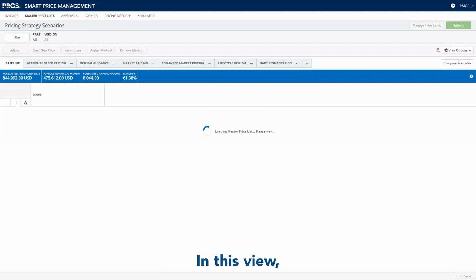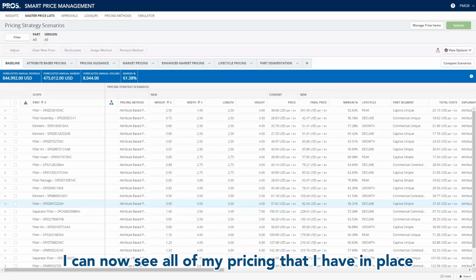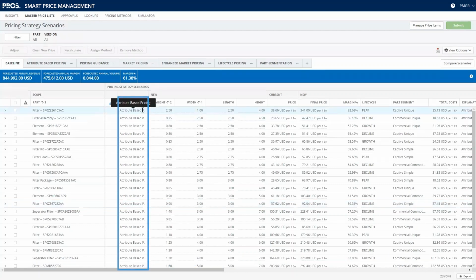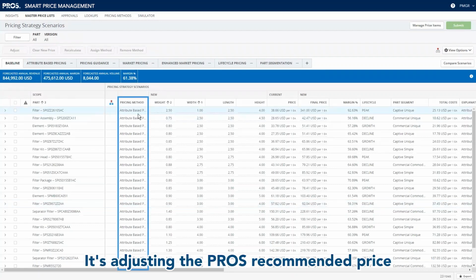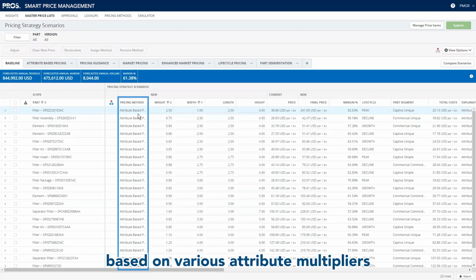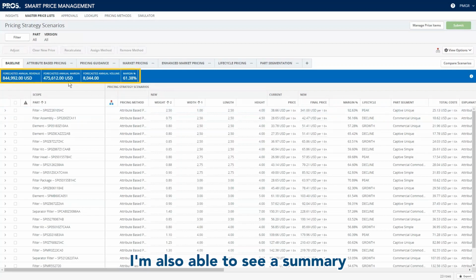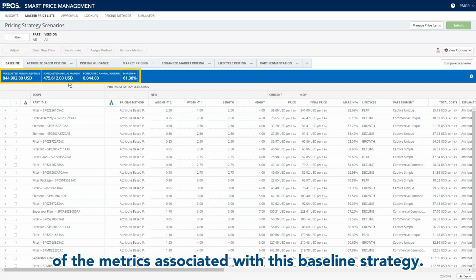In this view, I can now see all of my pricing that I have in place. And here I see that I currently have attribute-based pricing strategies in place. It's adjusting the Pro's recommended price based on various attribute multipliers for every single product. I'm also able to see a summary of the metrics associated with this baseline strategy.